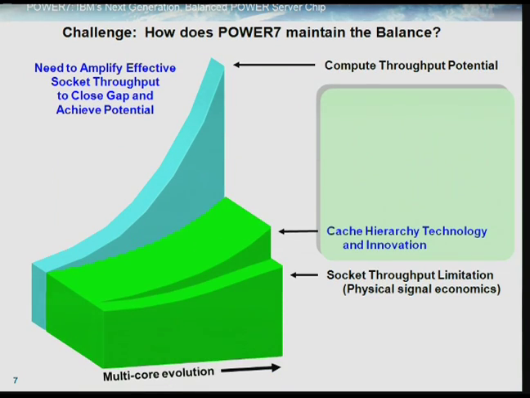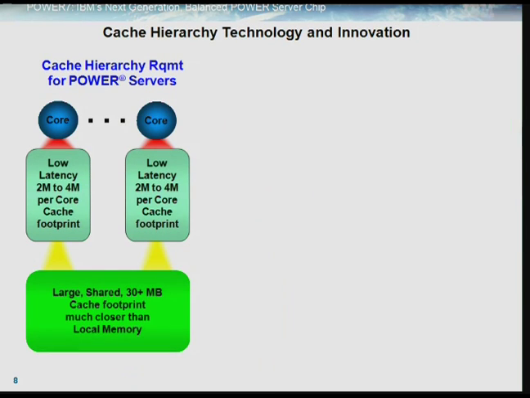So, okay, enough of the system talk. I know we're all chip people. I'll get back to the chip. So how do we attack this? The first is through evolution in the cache hierarchy. We really need to hit it with the technology and with innovation.